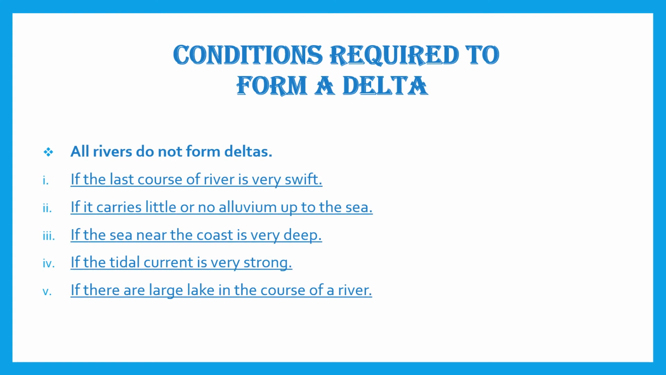There may be no delta if the last course of the river is very swift, or if it carries little or no alluvium up to the sea, or the sea near the coast is very deep. Tidal current at the mouth of the river can also wash away the silt. If there are larger lakes in the course of a river, much of the sediment is removed before the river reaches the sea.